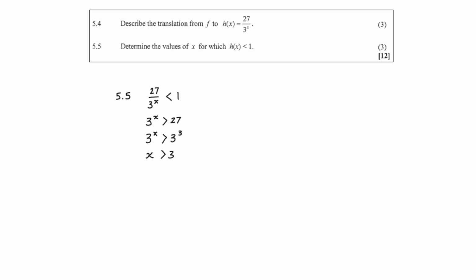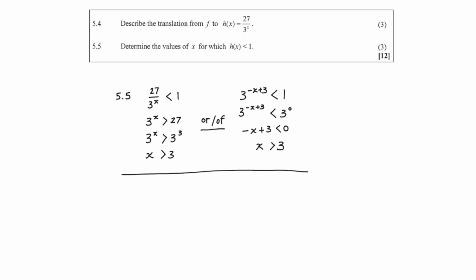Or another method is we can say that 27 over 3 to the power of x is the same as 3 to the power of minus x plus 3. And then we can rewrite the 1 on the right-hand side as 3 to the power of 0. The bases are the same and fall away. And then minus x plus 3 is smaller than 0. Minus x is then smaller than negative 3. And then as soon as we divide by a negative, the inequality flips. And then we get the same answer. x is bigger than 3.